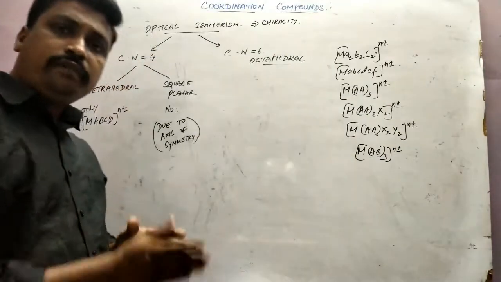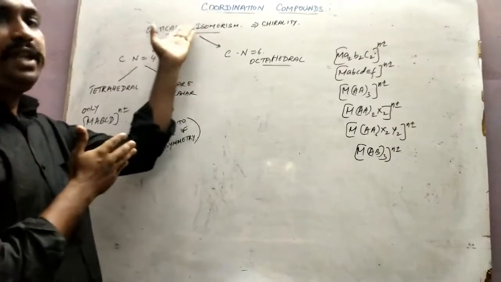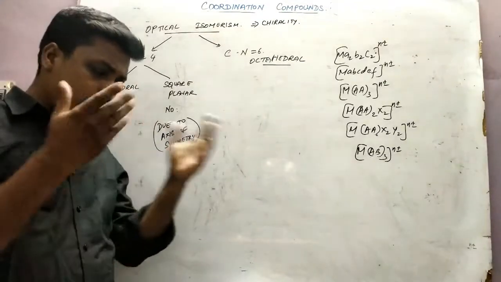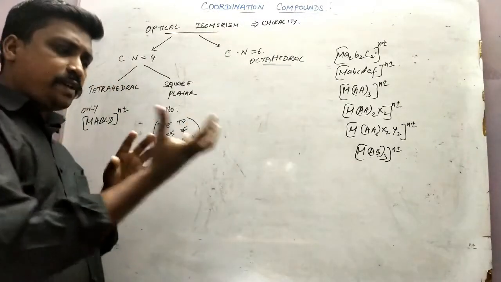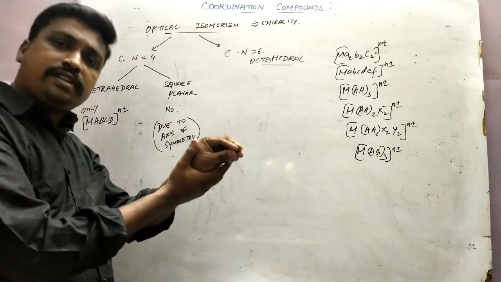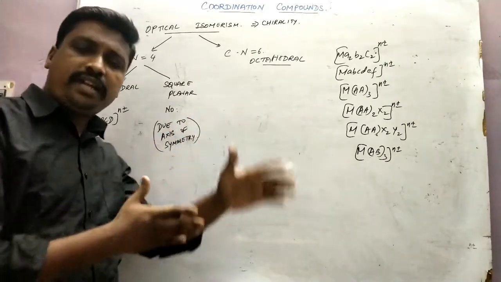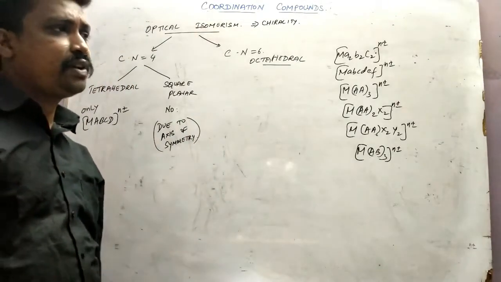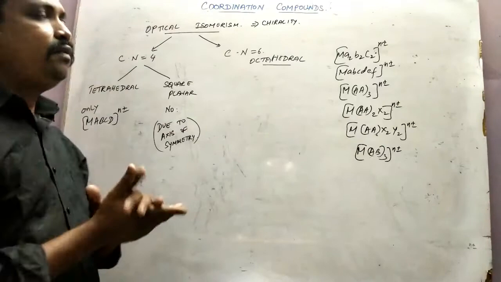Right, now we are going to discuss the optical isomerism. Okay, what is the essential condition? You all know what optical isomerism is. When a plane polarized light is passed through certain substances, the light will be vibrating in a different plane. It may be in a clockwise direction, dextro-rotatory, or anti-clockwise rotation, levo-rotatory. You all know that very well, right?